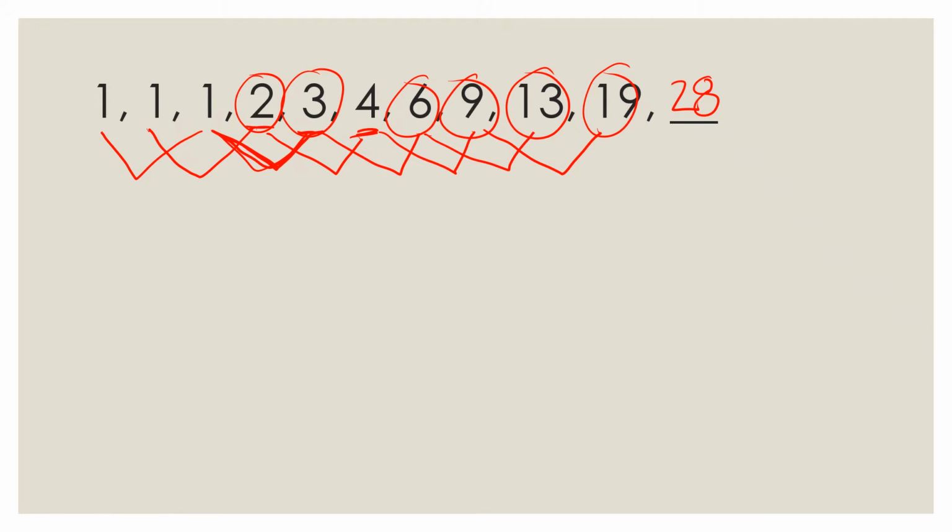So if you notice, the recursive formula for the Fibonacci sequence was Fn is equal to Fn minus 1 plus Fn minus 2. Basically, the nth Fibonacci term is the sum of the n minus 1th and n minus 2th Fibonacci terms, or add the two previous numbers to get your next number.